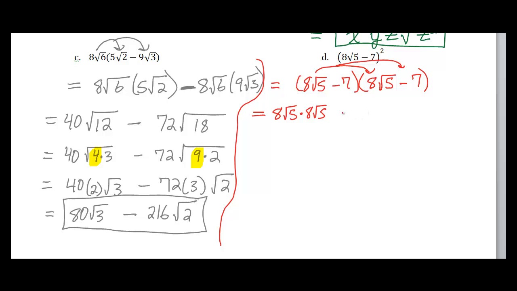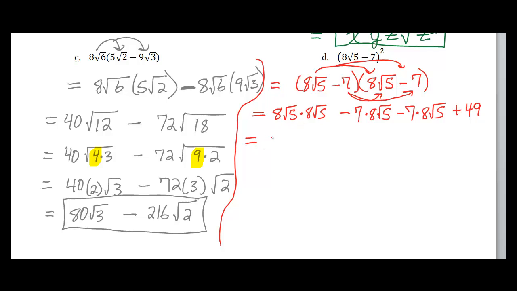Distribute to that. Minus 7 times 8 square roots of 5. Here, minus another 7 times 8 square roots of 5. And a negative 7 times a negative 7 is a positive 49. All right, of course, we're going to want to simplify.